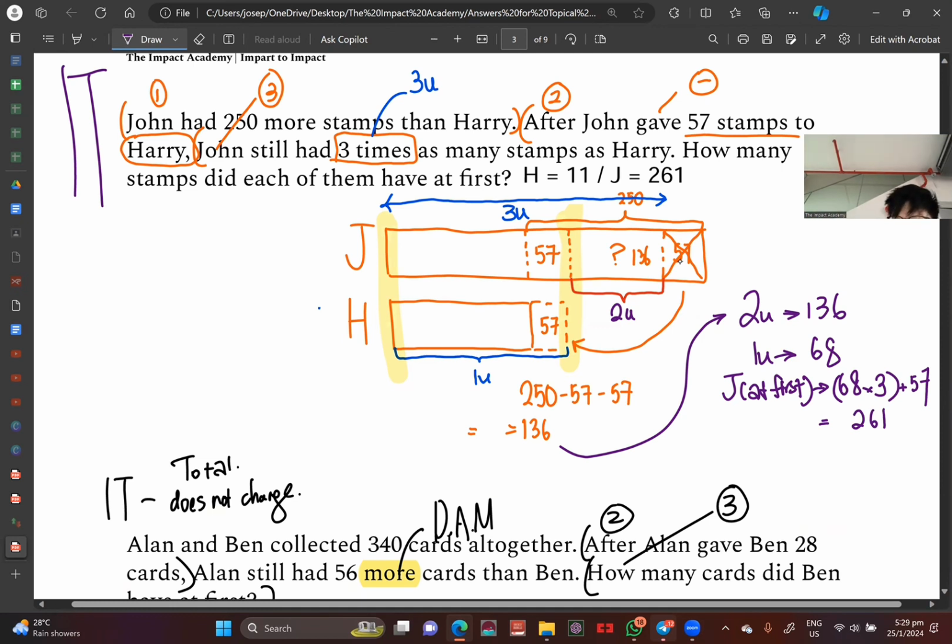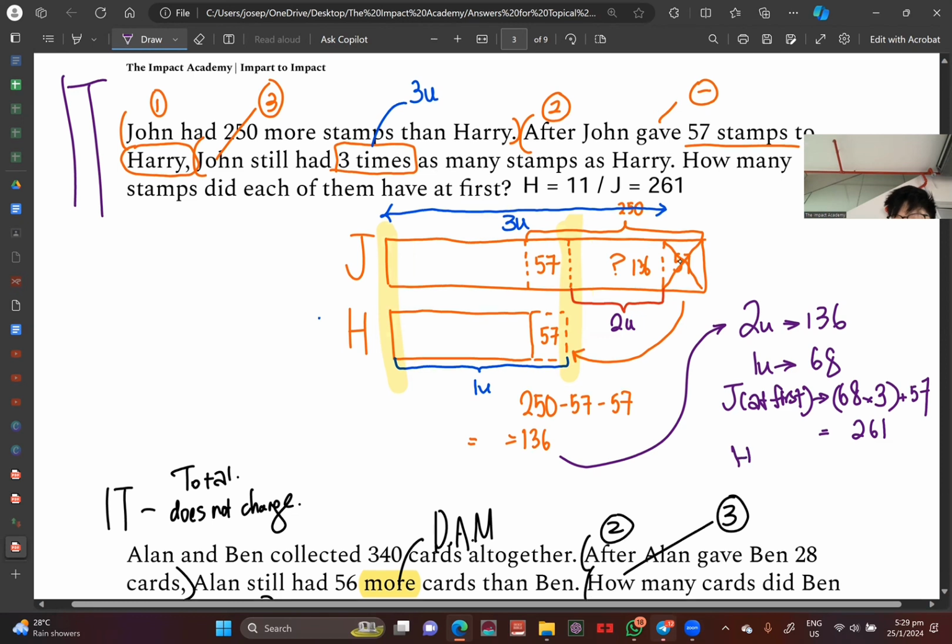Now, of course, for this person called Harry, we want to find what is Harry at first. So if I know what is Harry at first, obviously I want to write down Harry at first. You can see Harry at first is from where to where? It's 1 unit, right? So it's the whole thing. But I want at first only. So I have to remove away the 57. Why is it I'm removing away the 57? Because I want to remember that we are finding the at first. That means before receiving the 57. And this explains why Harry at first is 11. John at first is 261.